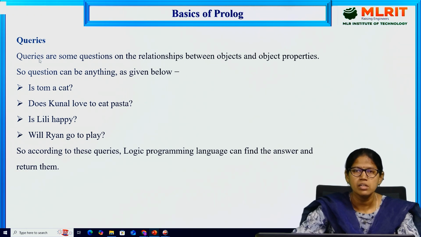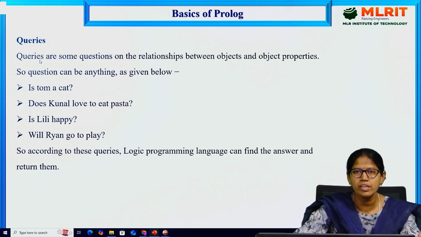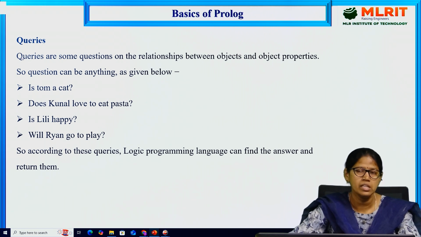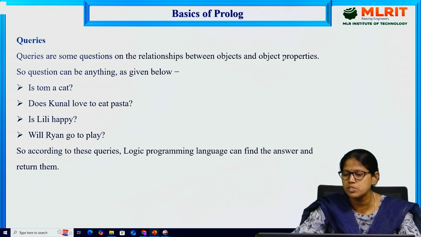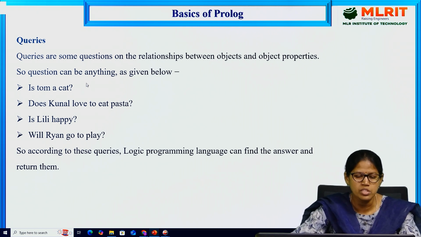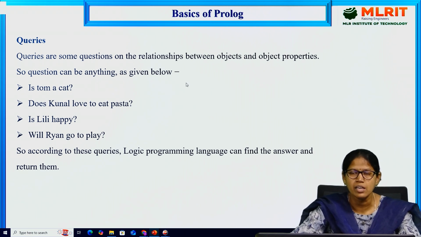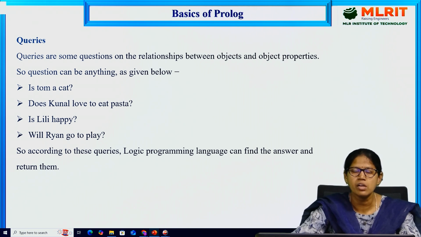Next, queries. Already we have queried also. We need to write the queries into the SWI interpreter. Then it will go to that particular PL file and check whether that statement is present. Then it returns positive, otherwise it returns negative or error. Queries are some questions on the relationships between objects and object properties. So questions can be anything as given. Is Tom a cat? Then we have to write cat of Tom. Then it will return true. If cat of puppy, then it returns false because there is no such statement in the database.